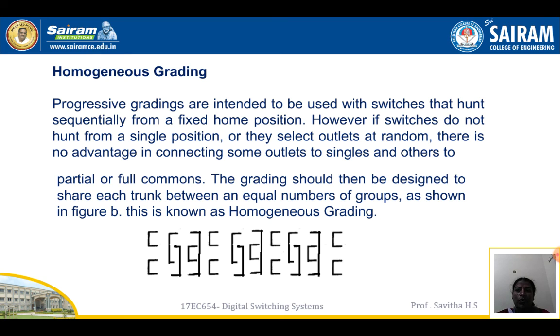Homogeneous grading. Progressive gradings are intended to be used with switches that hunt sequentially from a fixed home position. However, if the switches do not hunt from a single position, or they select outlets at random, there is no advantage in connecting some outlets to singles and others to partial or full commons. The grading should be designed to share each trunk between an equal number of groups, as shown in the figure. This is known as homogeneous grading.